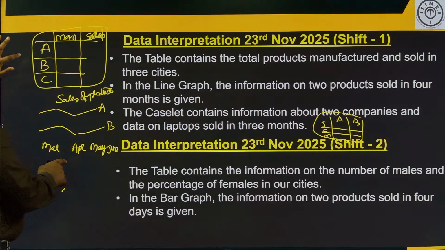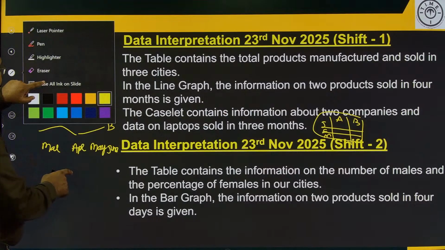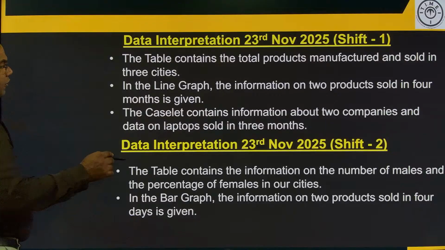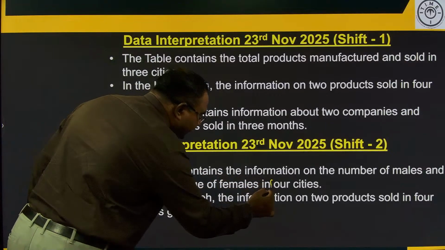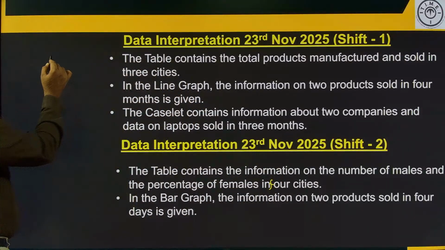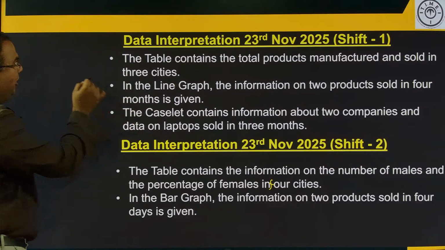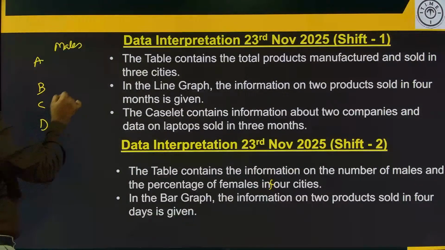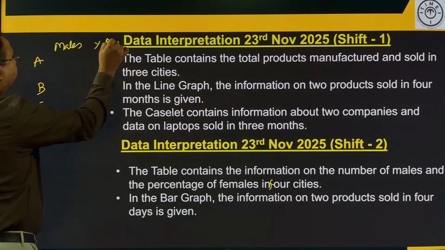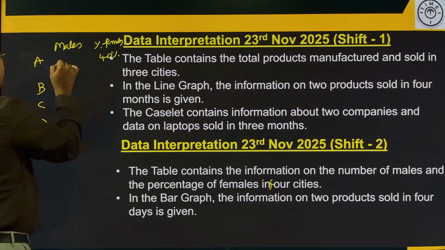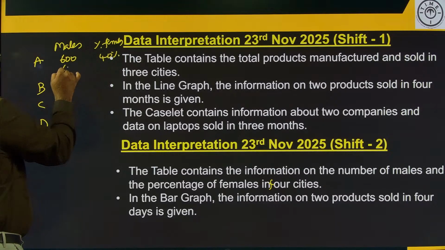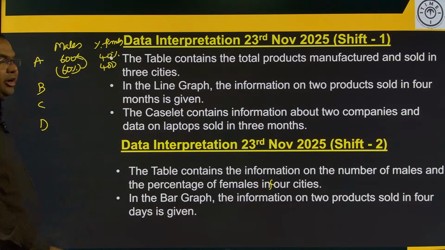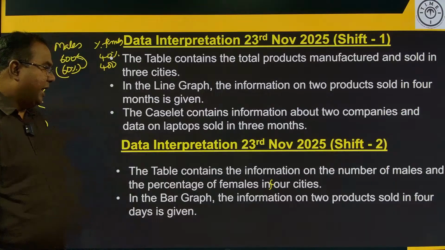Then shift 2, 23rd November, if you see, the table contains information on number of males and percentage of females in the 4 cities. So we have got information on number of males, A, B, C, D, number of males are given in A, B, C, D, and percentage of females are given. Let us say female percentage 40%, then males is given as 600. So male percentage will be 60%. So 60% is 600, 40% is 400. Like that, you need to find out female values and answer the questions.